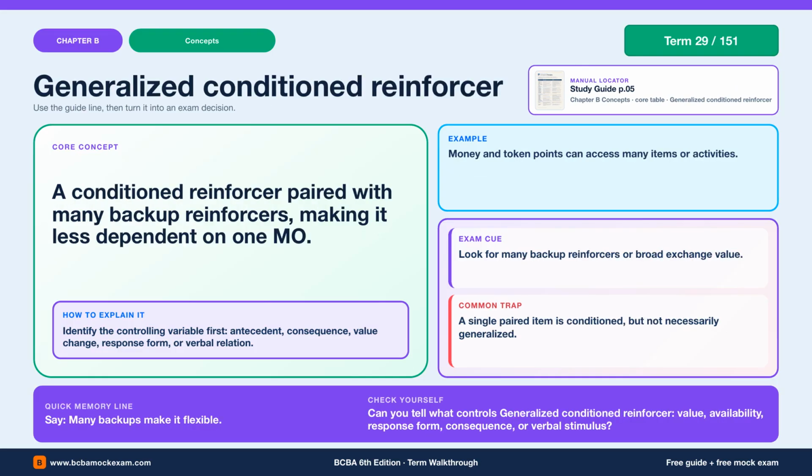Generalized conditioned reinforcer. A generalized conditioned reinforcer is paired with many backup reinforcers. That makes it less dependent on one specific MO. Money and token points are common examples because they can access many things. The exam cue is many backup reinforcers or broad exchange value. The trap is calling any learned reinforcer generalized. A single paired item may be conditioned, but not generalized. Memory line: many backups make it flexible.